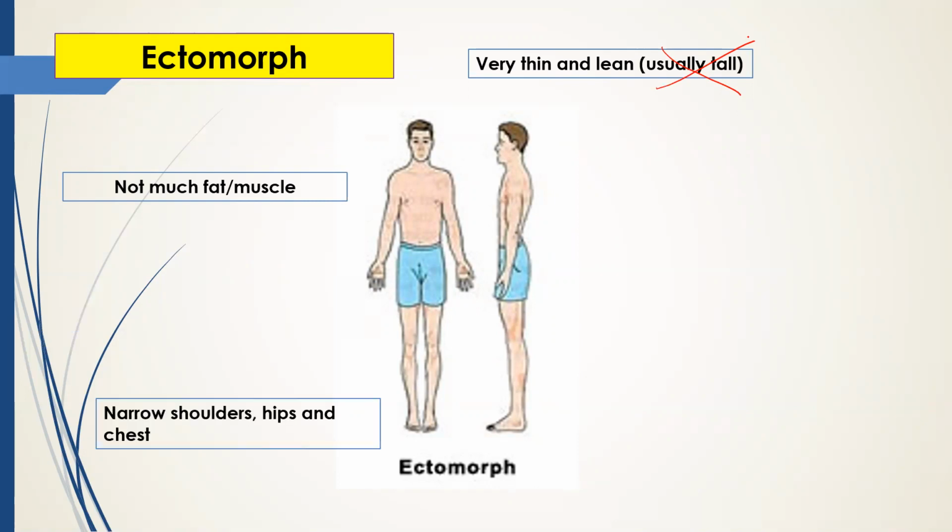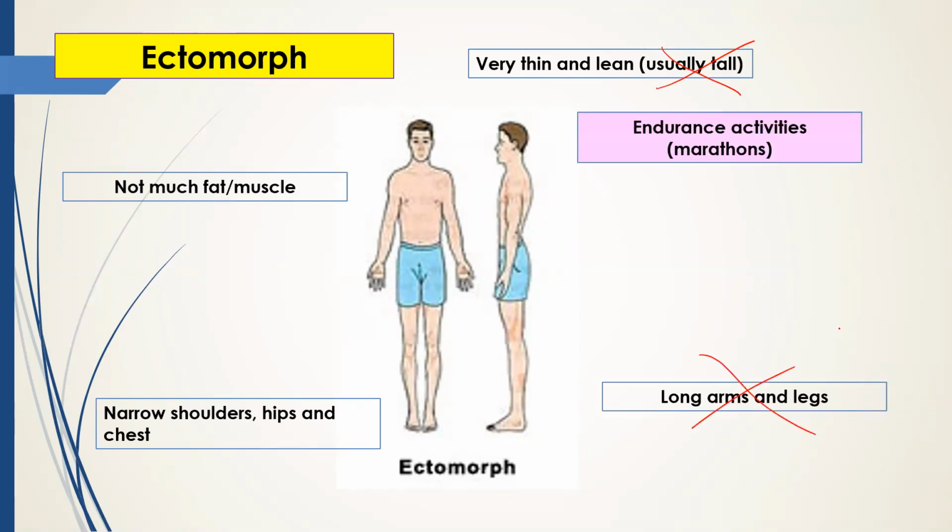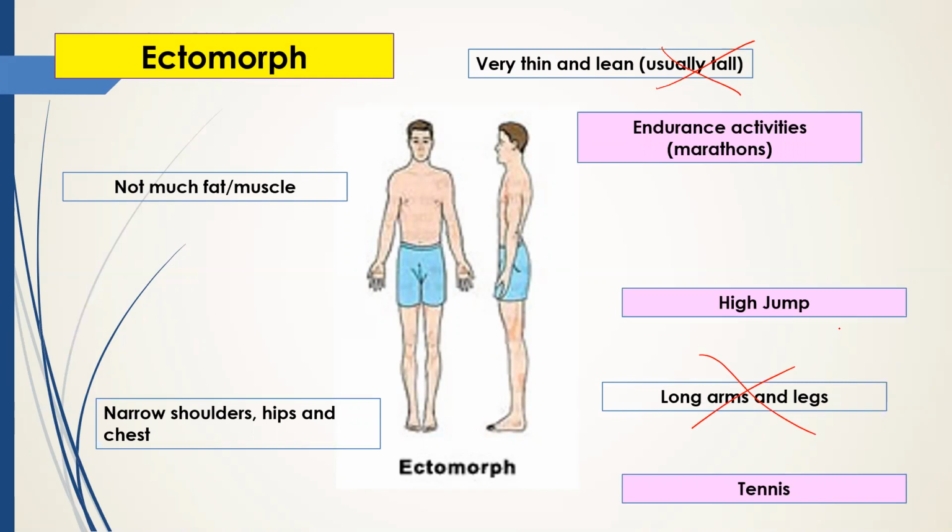Same thing for this, so narrow shoulders, narrow hips, narrow chest, all would be separate marks in the exam. Long arms and long legs, so even for someone that's fairly small, relatively their arms and legs would be quite long. Not my favorite comment to use, so maybe if you disregard that one. And again, examples of athletes might be endurance athletes, so marathon runners. Tennis players tend to be quite long and lean, high jumpers and long jumpers.